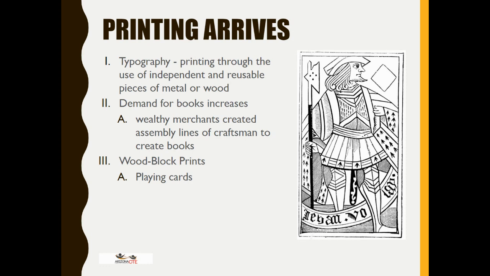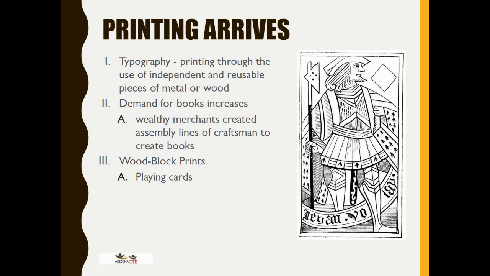So now with printing, those earlier books, they were handwritten, there's more of a demand for them. They're easier to make. So wealthy merchants created assembly lines of craftsmen to create books, right? So now they've got these people, they're making an assembly line, and they're creating these really ornate books, and they're making multiple copies, and it's going much quicker than it used to when it was handwritten.